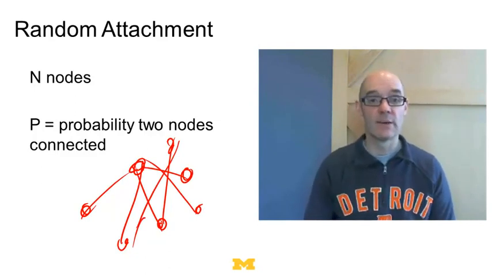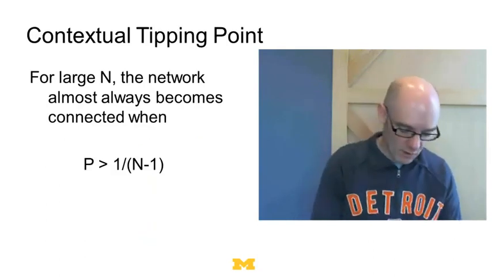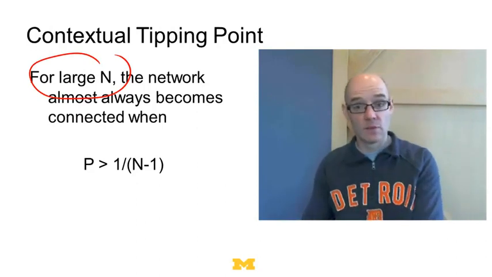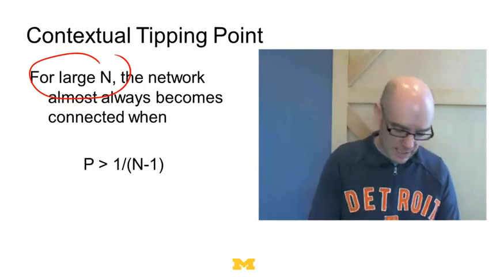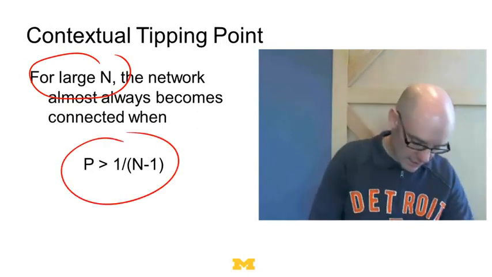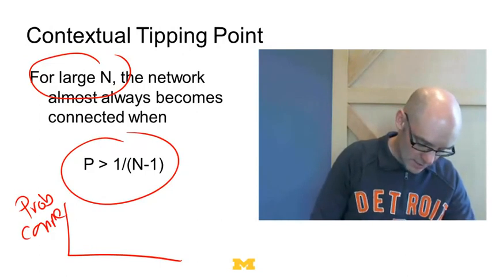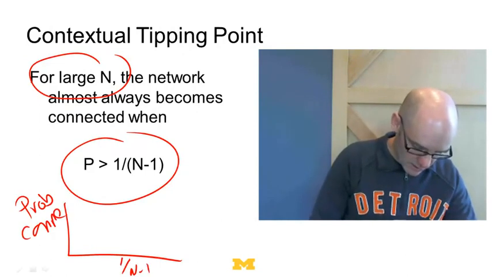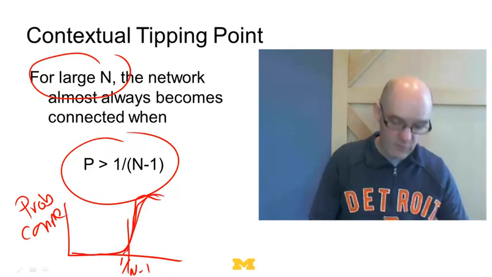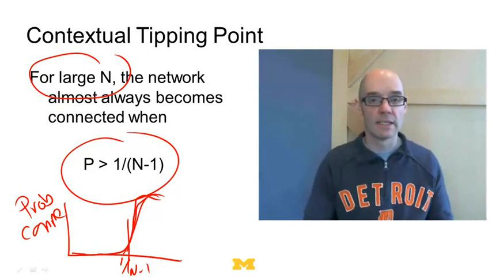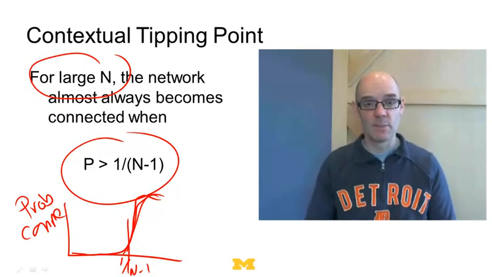These have been studied in great detail, and here's a really interesting result. It turns out you get a contextual tipping point. For a large n, so that means you've got a large number of nodes, the network almost always becomes connected if p, the probability of being connected, is bigger than 1 over n minus 1. So here's our graph, here's the probability of being connected, which is one of the measures we care about, and here's 1 over n minus 1. And what you get is a graph that looks like this. You get a tip. So if you're less than 1 over n minus 1 for large n, odds are you're not connected. And once you get bigger than 1 over n minus 1, odds are you are fully connected. So it's cool, a tipping point within networks.